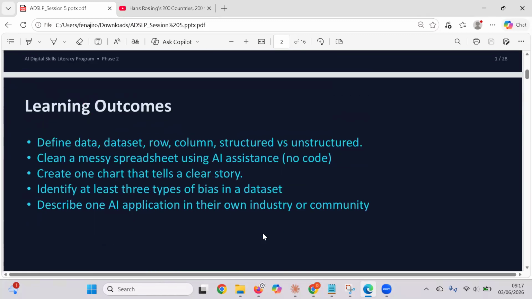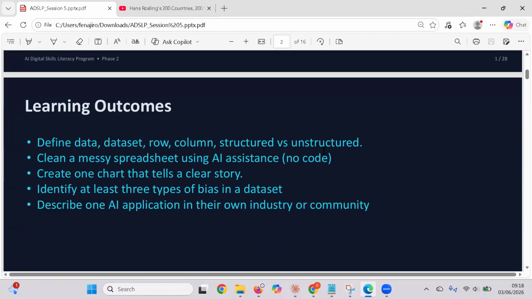Okay. So for the outline of this session, we have a lot of practices. And before we go to those practices, we have to do a theoretical walkthrough, so that when we go to the practices, we will have a better understanding of what we are doing. So what are the learning outcomes of this session? Define what data is: data set, row, column, structured data versus unstructured data.